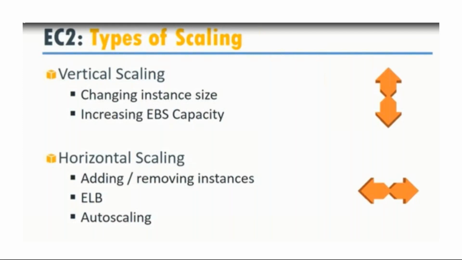But horizontal scaling will add and remove instances. For example, one server is running in my cloud environment. A server is nothing but an EC2 instance. So when more incoming requests come, automatically it will create another instance. If it is not required, automatically it will remove the instance.